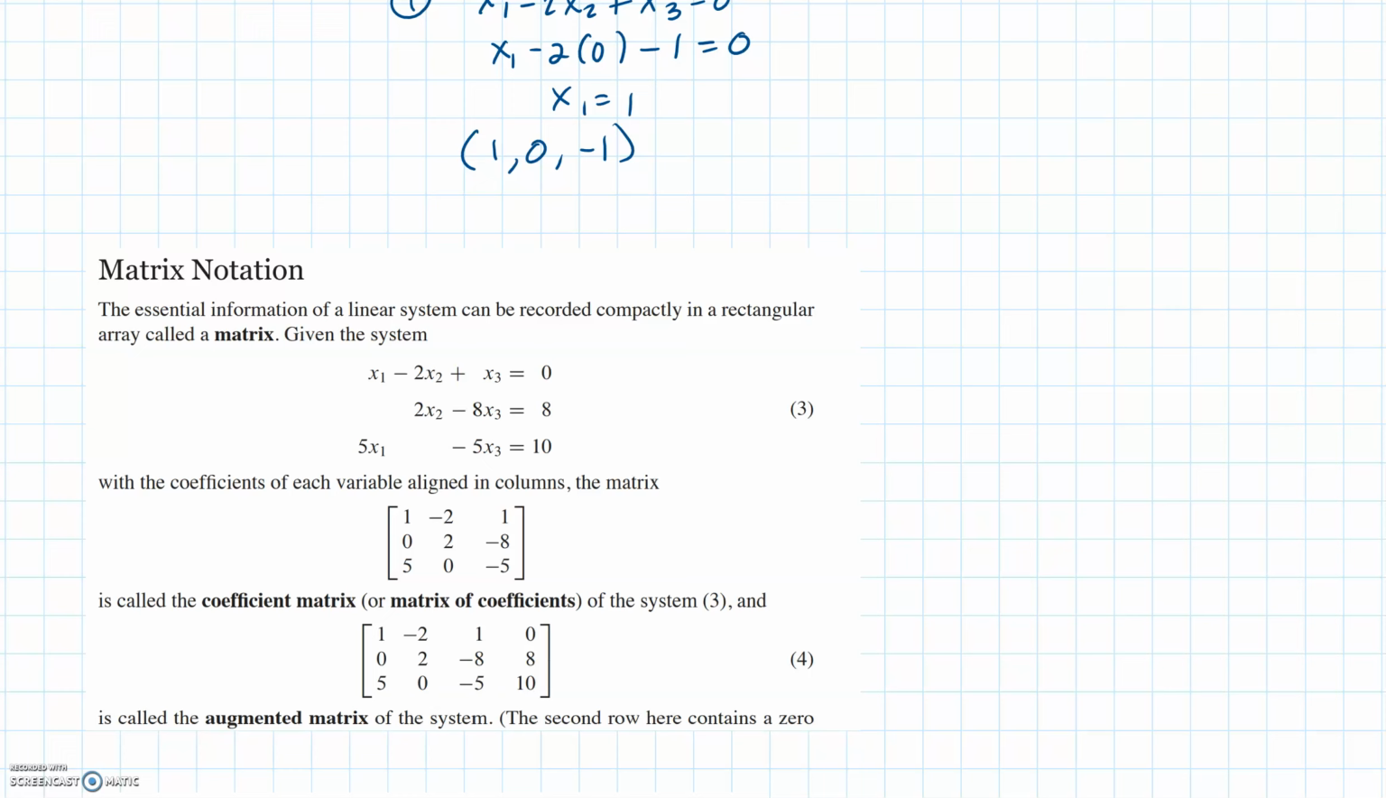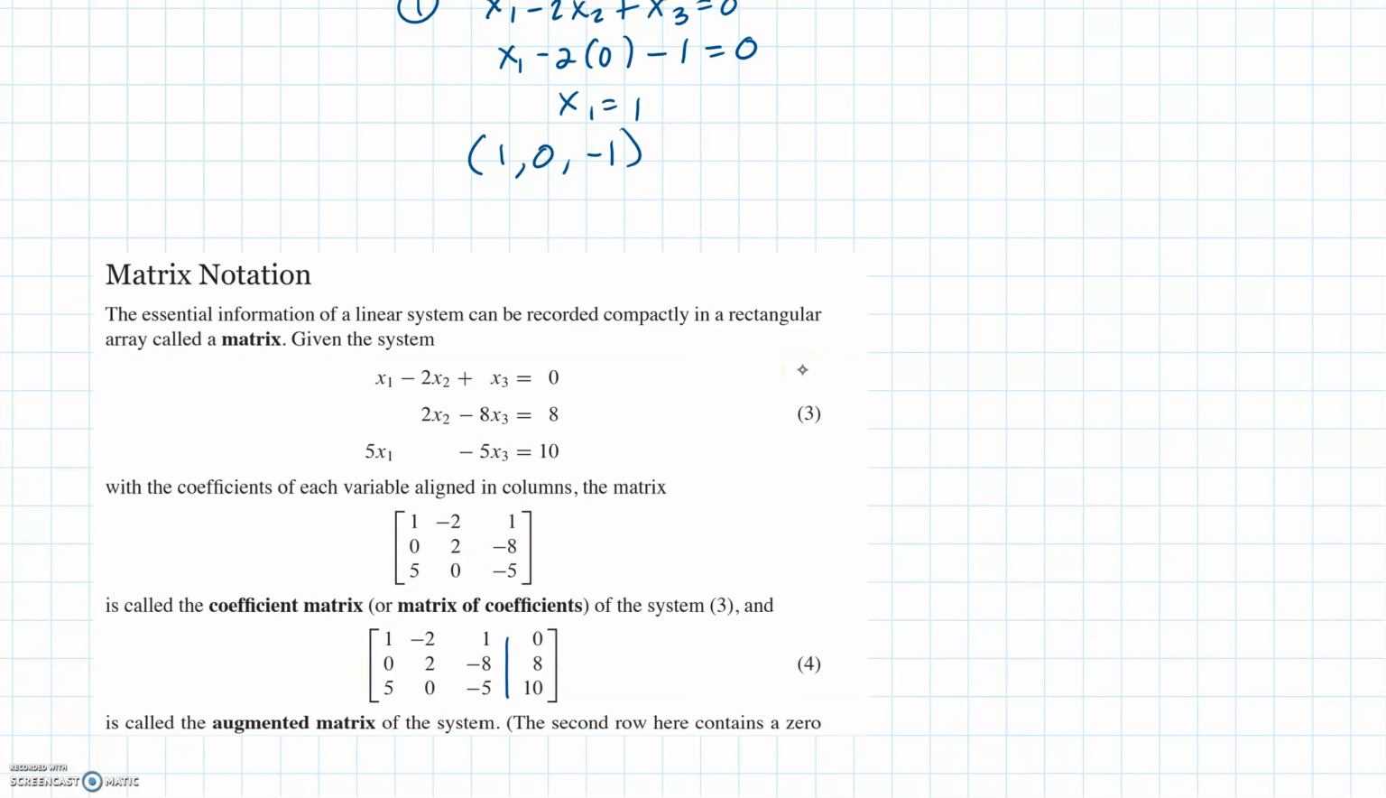So given the system, we have the same system as above, with the coefficients of each variable aligned in columns. For instance, we have this 5, and then there's nothing here, so we're going to call this a 0, and 5 is going to be my first column. My second column is going to be -2, 2, and 0, and the last one, 1, -8, and -5. This is called the coefficient matrix, because it just has all the coefficients, or sometimes called the matrix of coefficients.